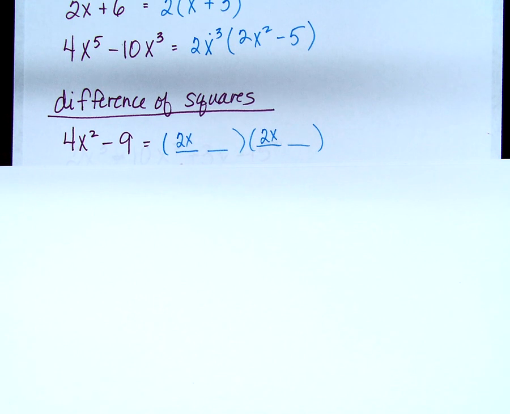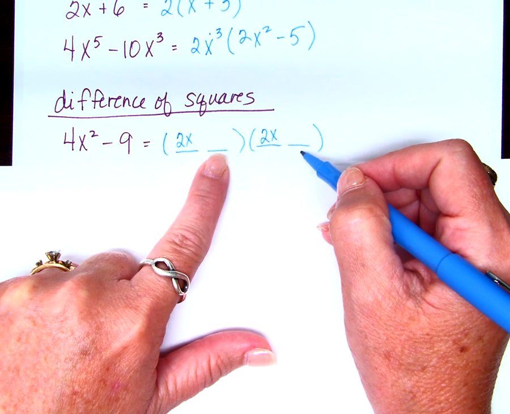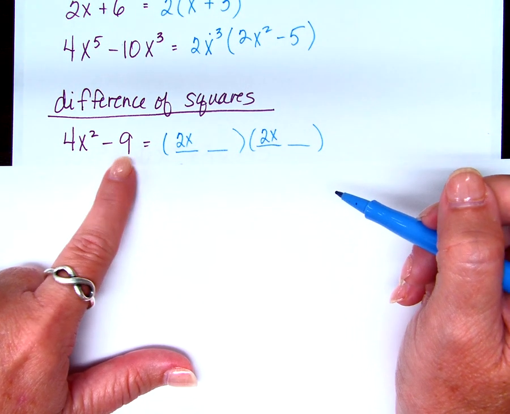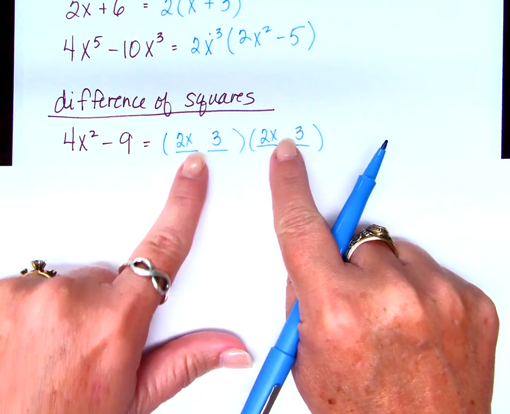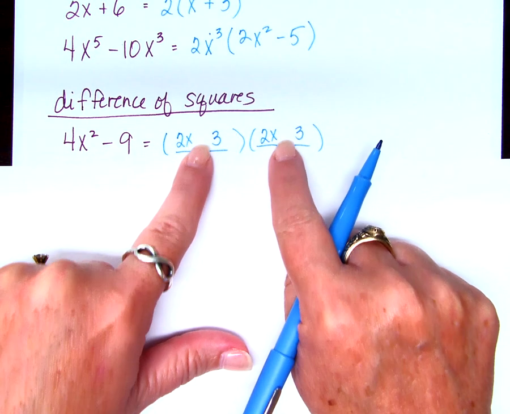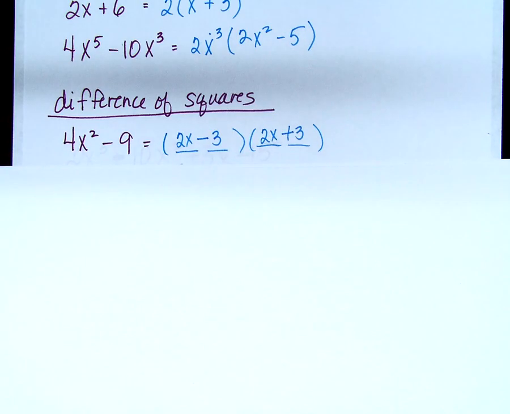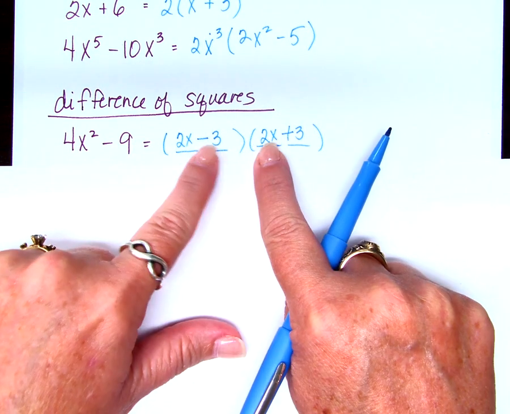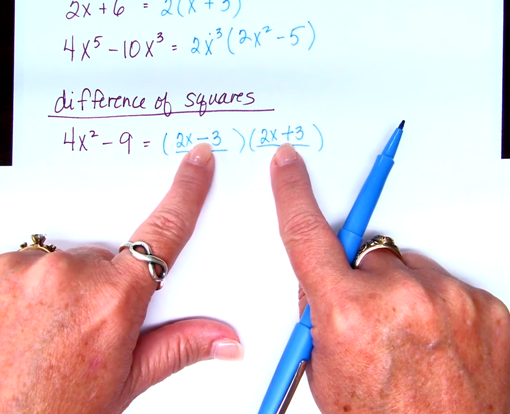Does that make sense? Now, what do you think is going to go at the back of each binomial? 3. Where do you think that came from? The square root of 9, right? So 3 here and 3 here. All that's left to fill in is what? The signs. They just have to be opposite. So if I have a problem of 4x squared minus 9, I square root the first term, square root the second term, and make sure my signs are opposite.